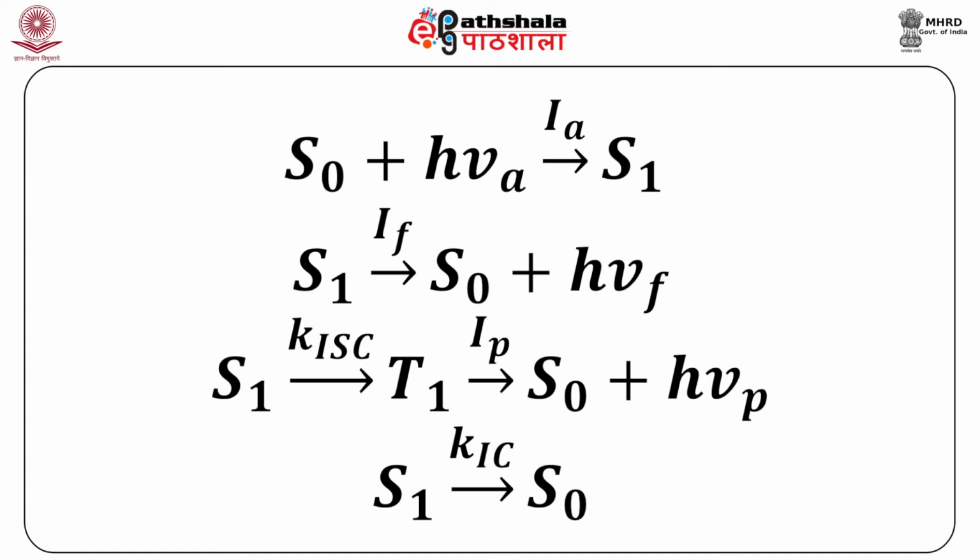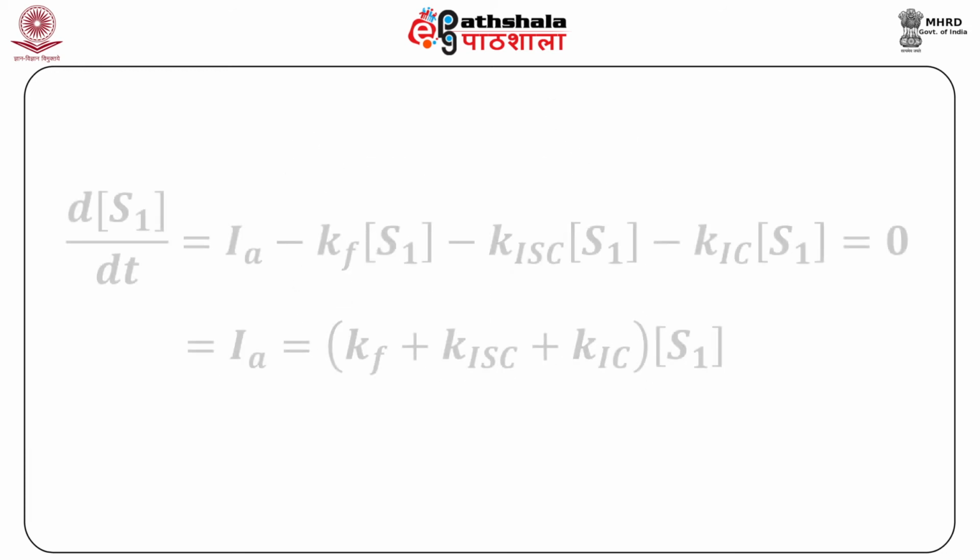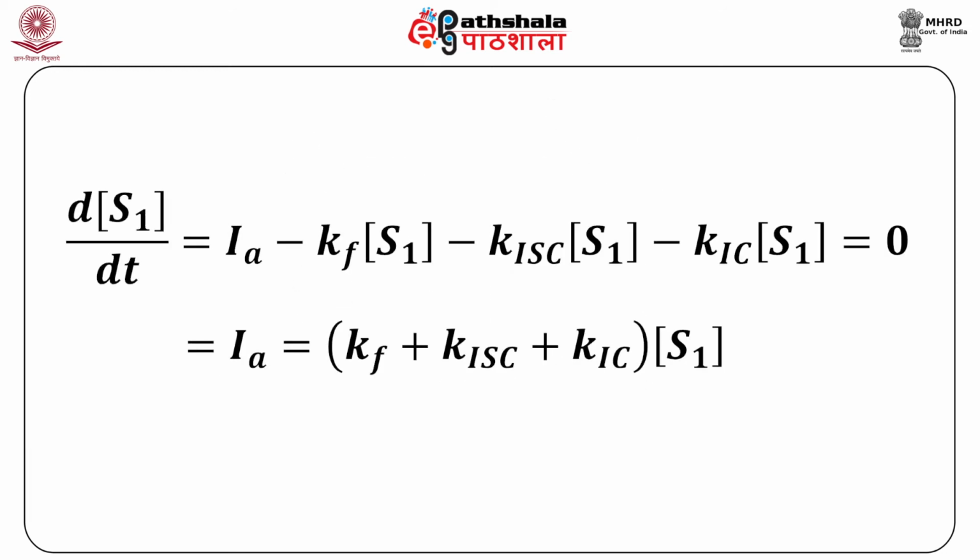So, the energy is equal to h nu f, and then S1 undergoes intersystem crossing with the rate constant of KISC to go to T1, and from there with an intensity given by IP for phosphorescence, it comes back to S0 plus h nu P, where nu P is the frequency for phosphorescence, and then finally S1 undergoes internal conversion to come to S0. So, as in kinetics we apply the steady state approximation for the excited state S1, because that is short lived. We know that it has a lifetime of around 10 raised to the power of -8 seconds.